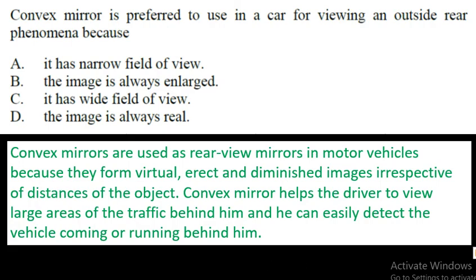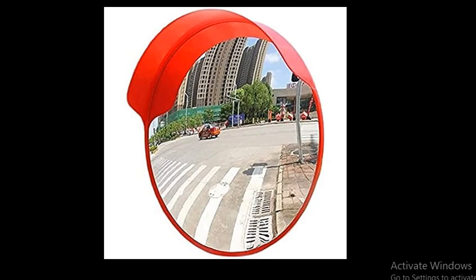Convex mirrors are used as rear view mirrors in motor vehicles because, what is the reason? Look, it says because they form virtual, erect and diminished images irrespective of the distance of the object, and the convex mirror helps the driver to view large areas of the traffic. As I said before, someone is sitting in the car and he can see even the whole building at the back and every car, as you see here, the wide areas.